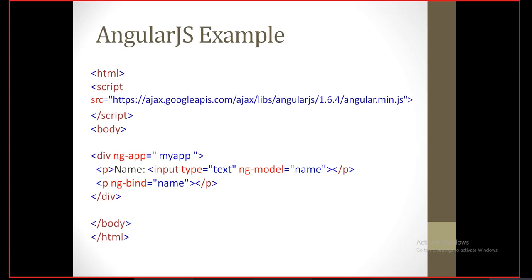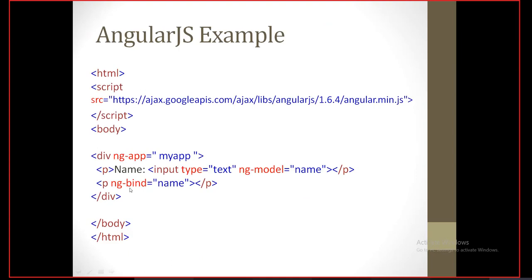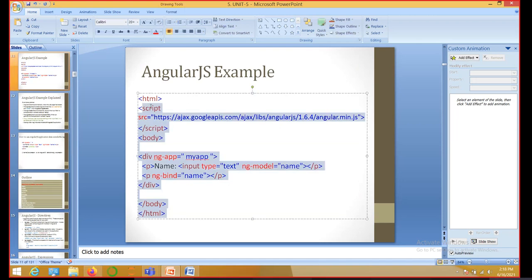So we'll see this example. We'll execute it. Here also we are doing the same, no different, but instead of using the span tag, we have directly defined the ngBind attribute for the p tag. Whatever value is there for this name variable will be displayed as a part of that paragraph. So copy this code and we'll see what it results.